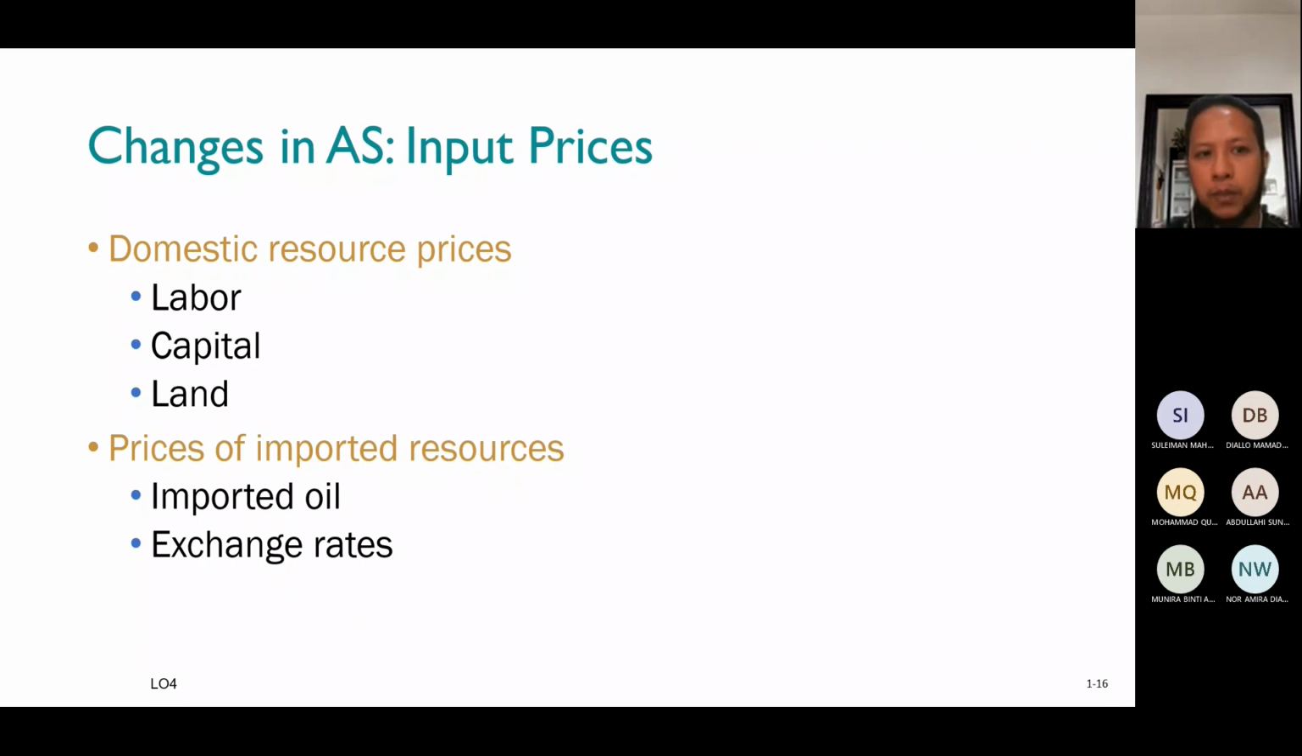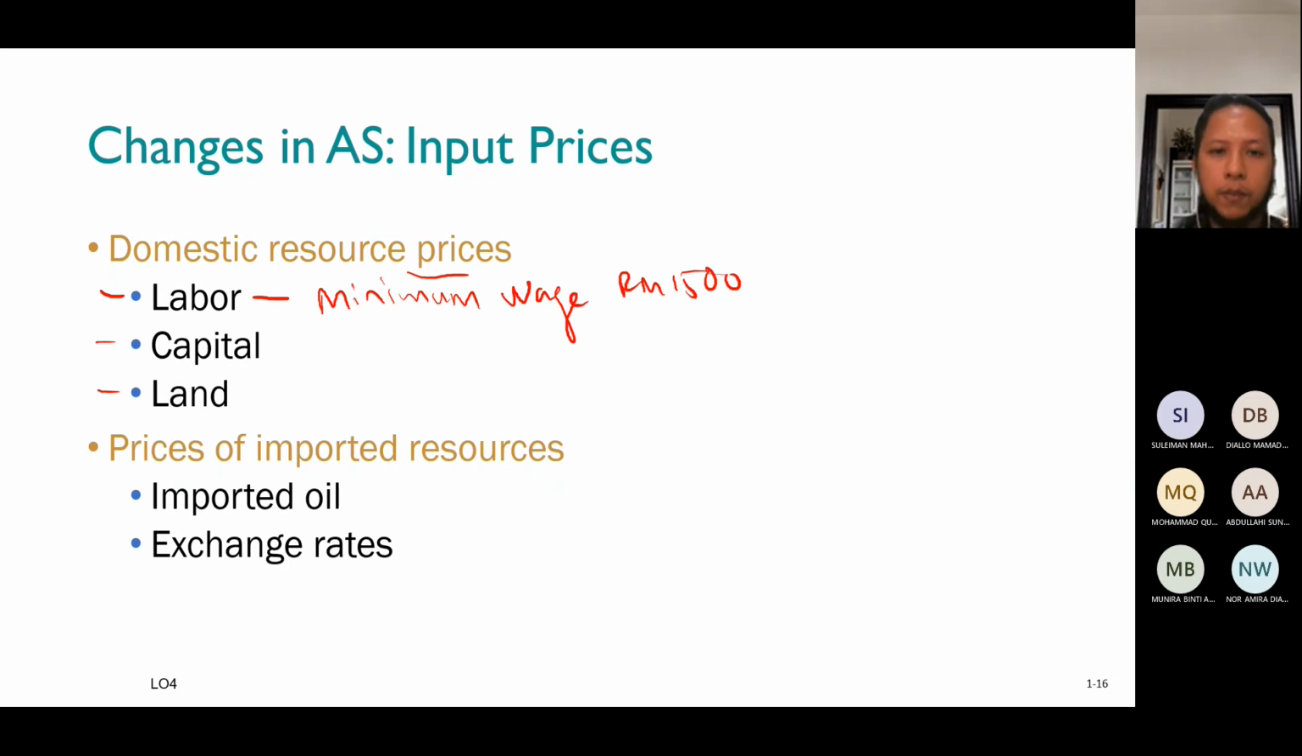And when we look more deeply in terms of the resource price just now, it can be the resource price related to labor, for example, or capital or land. Okay, so labor, I want to highlight this because this is very much relevant to Malaysia, right? So Malaysia just implemented a minimum wage of 1,500 starting this month.